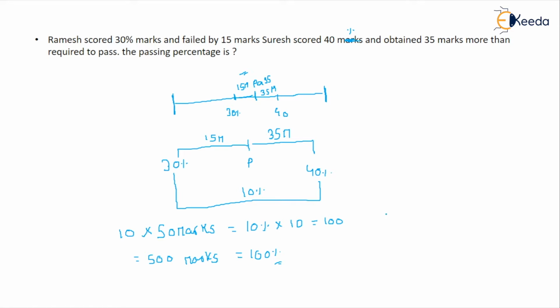So from here you come to know the value of 10% marks is 50. So you can find out the value of 1% marks. If you divide it by 10, here also divided by 10, you will find that the 1% marks value is 5 marks. So you know that the person who was failing the examination scored 30%, and he also required 15% more to pass the examination.